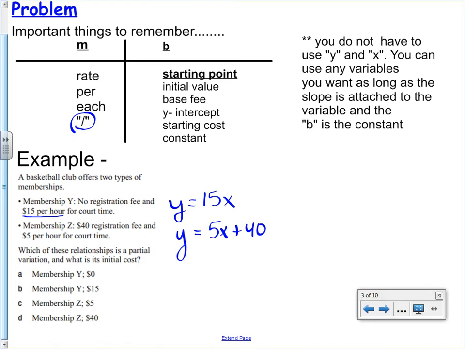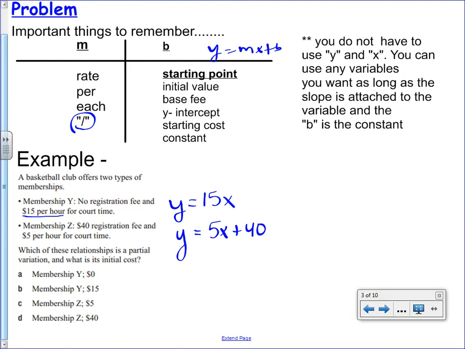My starting point is my constant. It is my b. What's my b here, Tristan? Okay, this is something we have to remember because it's so big. So my equation is always y equals mx plus b. M is always my rate. B is always my starting point.